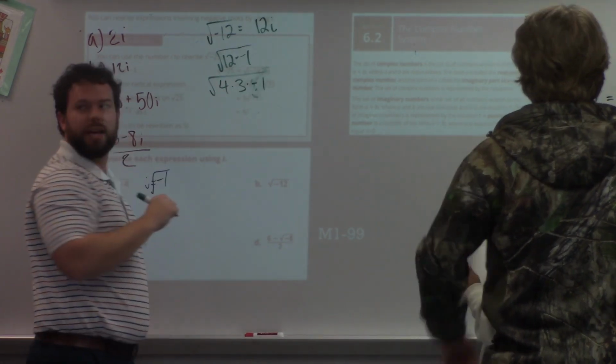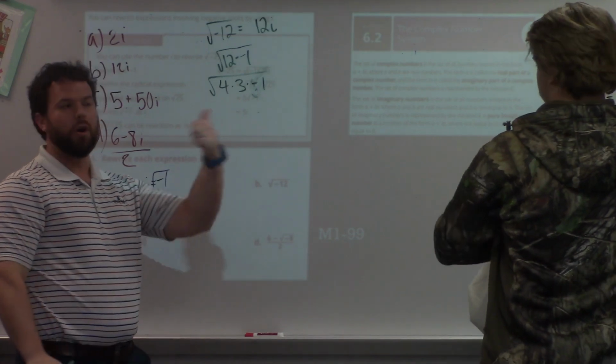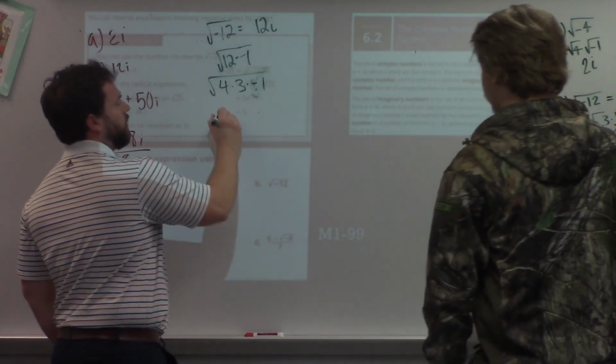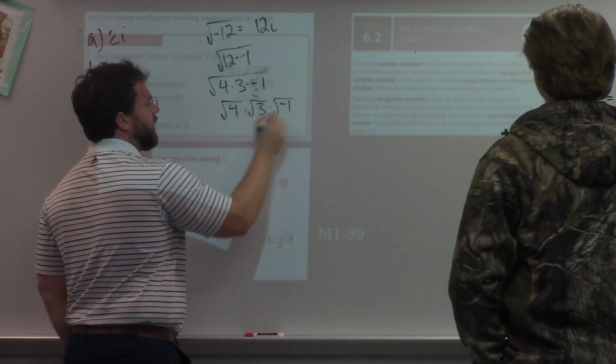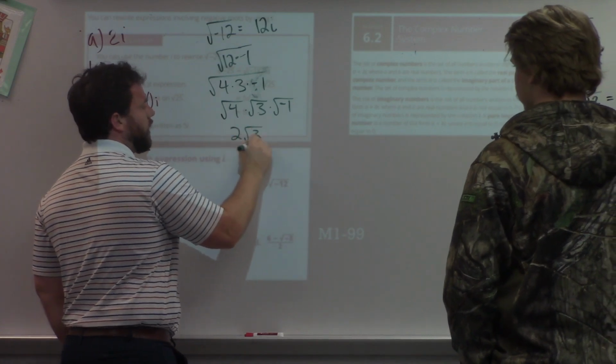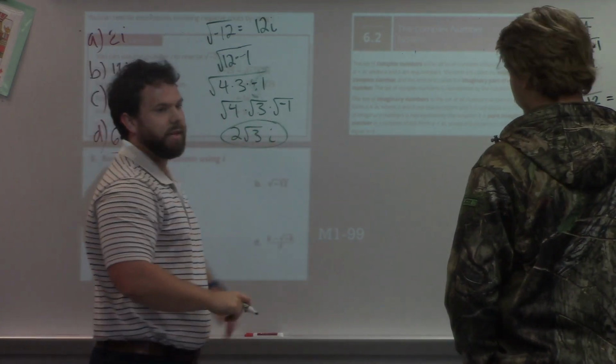And is that the same as negative 12? Yeah. So remember, you want perfect square factors, and now you can rewrite it into these 3 factors. I need you to work on C, and then we're going to come back together and move on to the next skill.